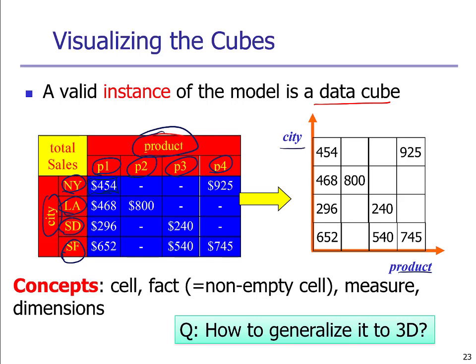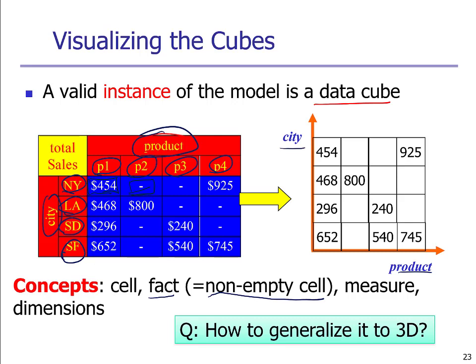All right. So how do we get this number? It comes from one or more transactions. So this is a cell, and that's why we say the facts are those non-empty cells. Because if you remember, the facts are those transactions. If this cell is empty, it means no transactions here, so no fact here.